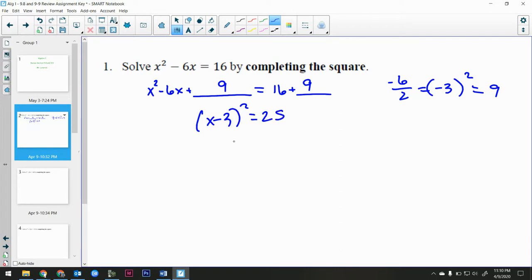I feel like I did this problem in the review. So I got x minus 3 is equal to plus or minus 5. So x minus 3 is equal to 5, or x minus 3 is equal to -5. X equals 8, or x equals -2.